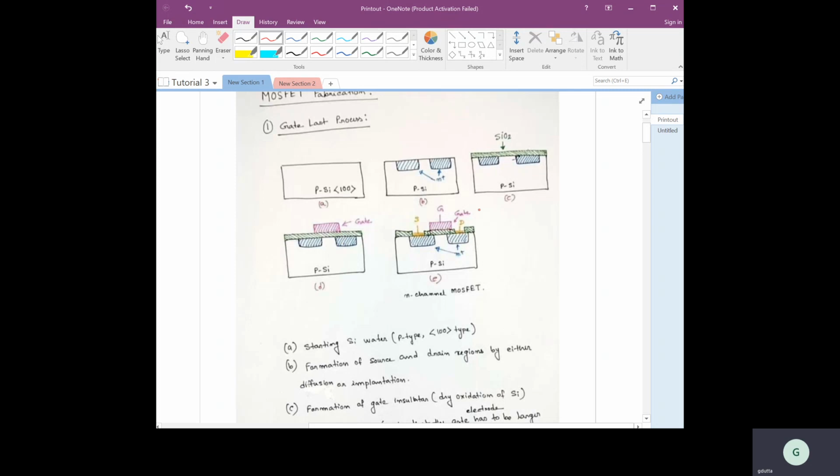So for example, in the case of an NMOS, you know the starting material should be P silicon, say P silicon of a 100 wafer we are using, right? And here we have to make these two source and drain regions, so they have to be N plus. We can use either diffusion or ion implantation to make these two regions, N plus, N plus. And then we also need an oxide to make the MOSFET. So this is the silicon dioxide which we are using for making this MOSFET, right?